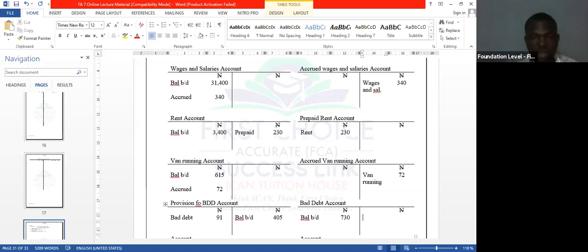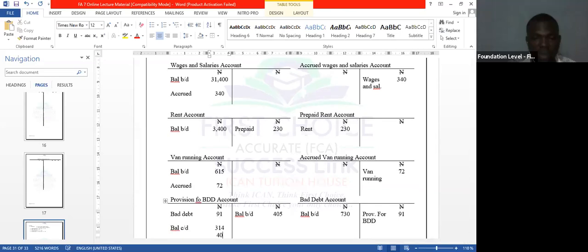And that is 91. So that we close it up. So how do we close it? We have this 91, this 405. So 405 minus 91 will be our balance. So we have balance carried down, 405 minus 91 will give us the balance. We are closing the account.